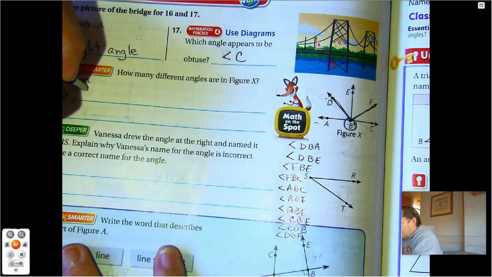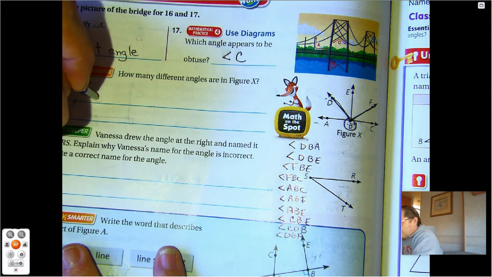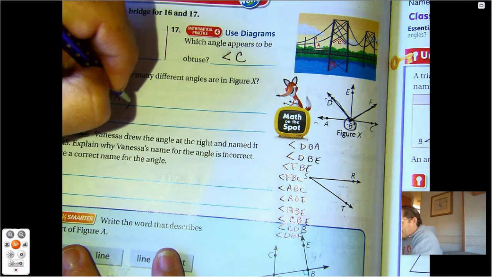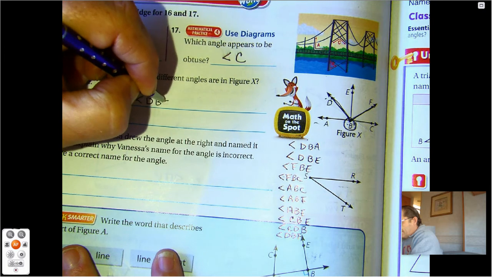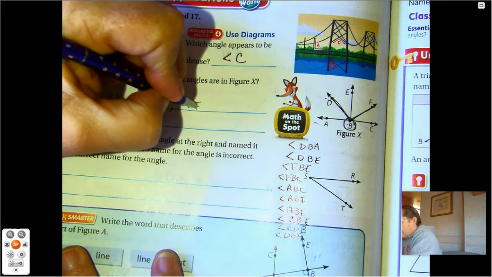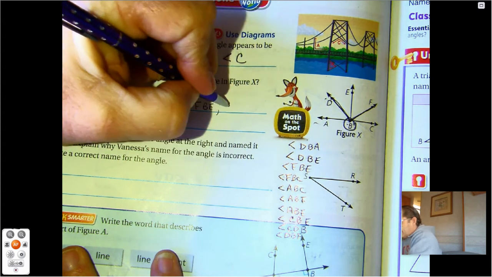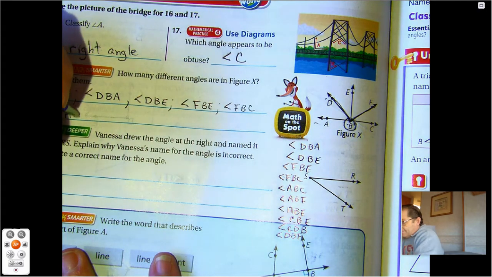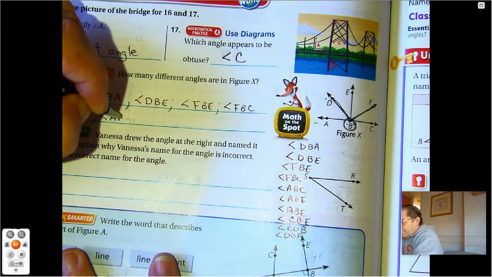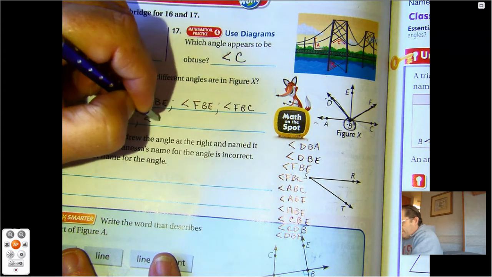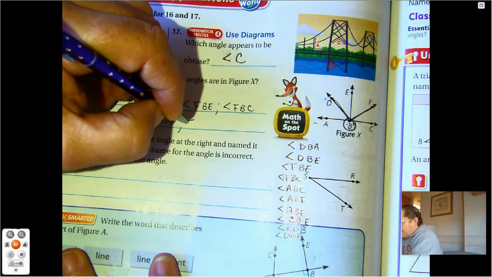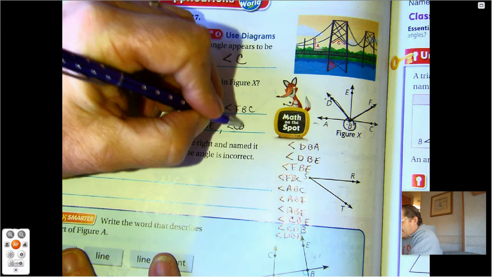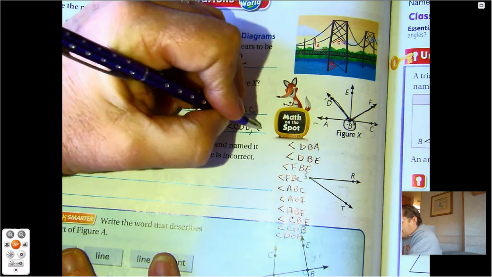All right, so they are angle DBA, angle DBE, angle FBE, angle FBC, angle ABC, angle ABF, angle ABE, angle CBE, angle CBD, and angle DBF.